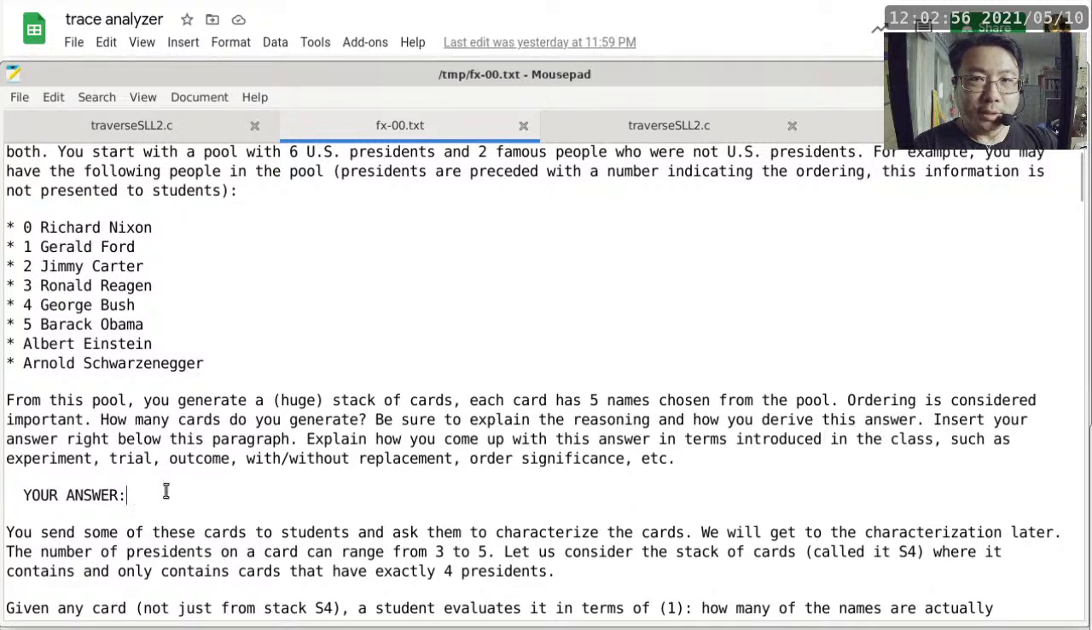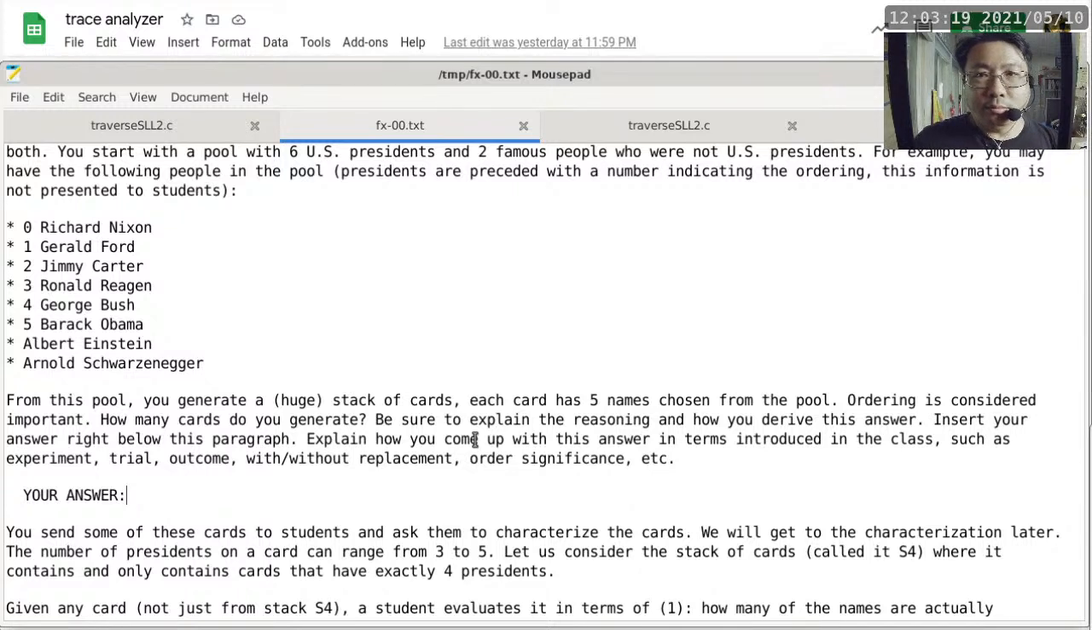Basically, when I say your answer here, that means you can insert your answer right there at that point. Explain how you come up with this answer in terms introduced in class, such as experiment, trial, outcome, with or without replacement, order significance, and so on.